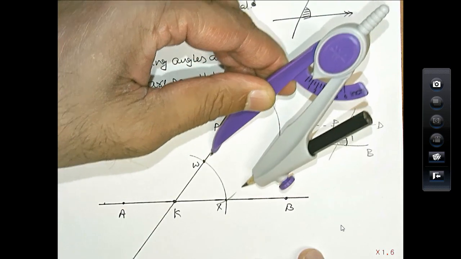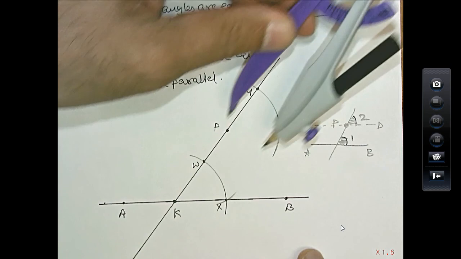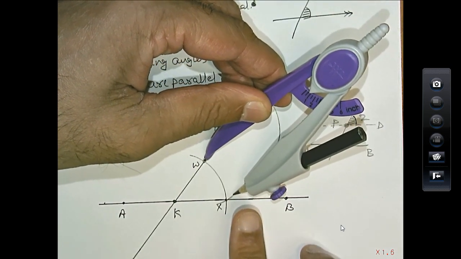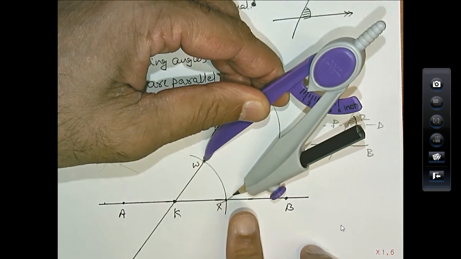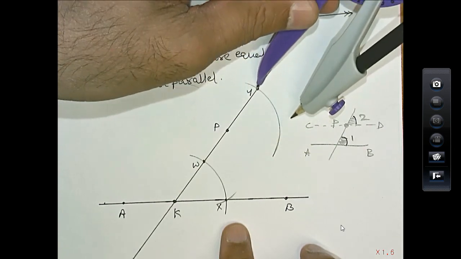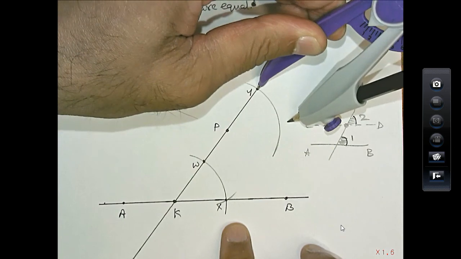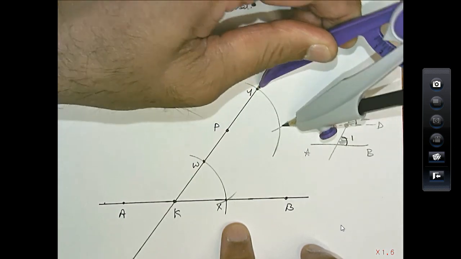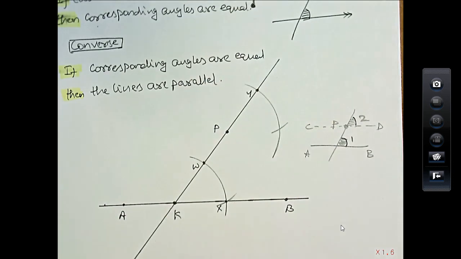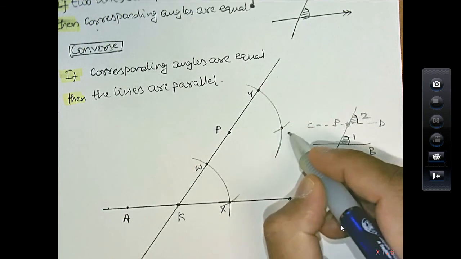Now, move the compass tip to point Y. See that from W, I have drawn an arc. If necessary, you have to adjust the compass so that the pencil touches point X. Then move it to point Y. Okay? So now draw an arc. Okay? Now these two arcs are intersecting at point Z.